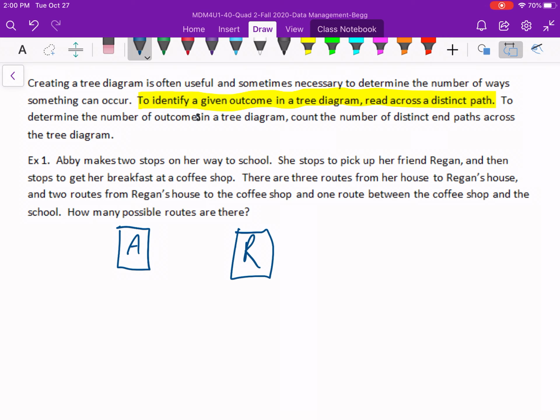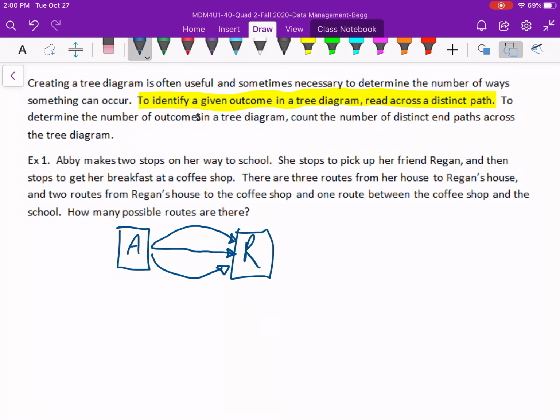So she has 1 route. Maybe 1 route goes like this. Here's another route, a direct route. Maybe there's... now it turns it into a shape for me. Really? Here's another route, and here's a 3rd route. So those are representing 3 different paths from Abby's house to Reagan's house.